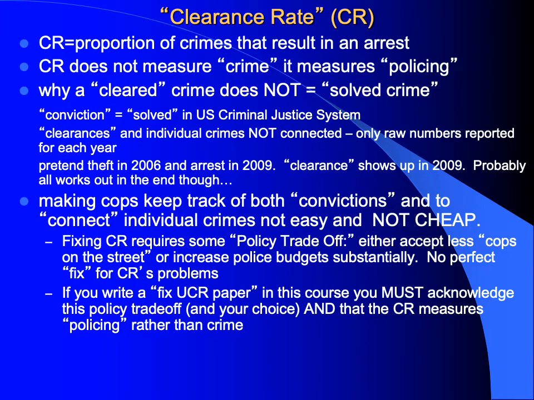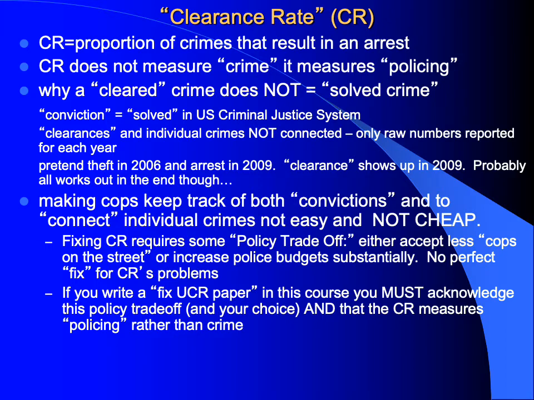Okay, I wanted to add an update about the clearance rate resulting from a great question I received from a student, as well as a check I did with a good friend of mine who actually compiles the UCR data for the state of Hawaii. Just real quickly, to remind you what a clearance rate is: the clearance rate is the proportion of crimes that result in arrest.